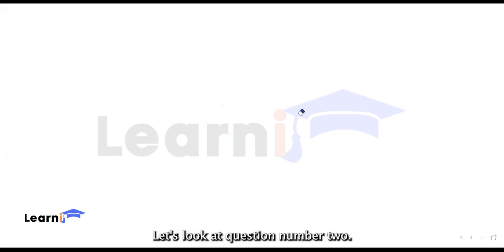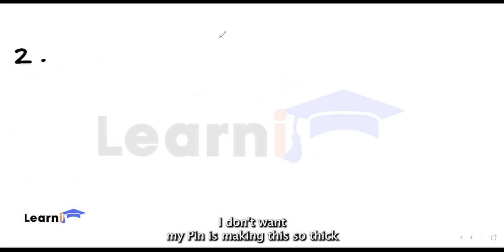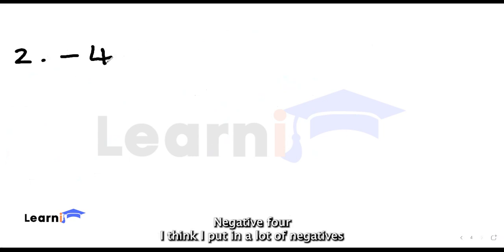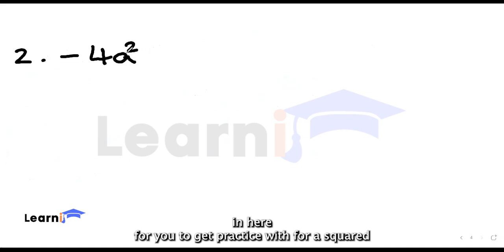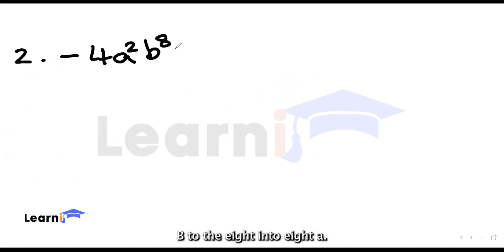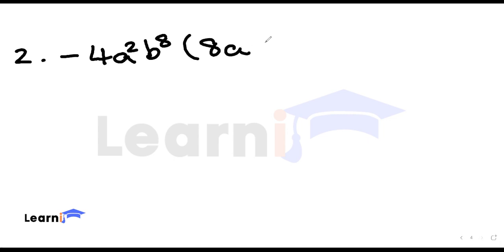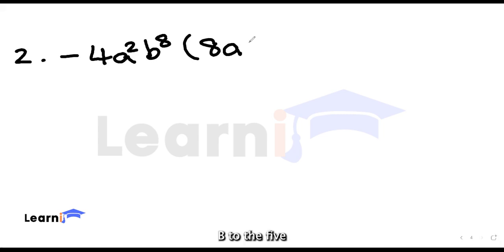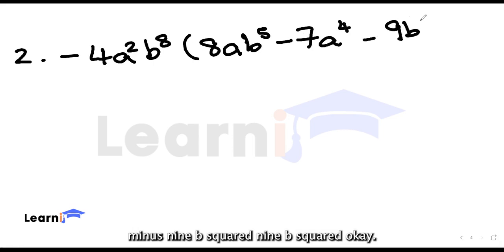Let's look at question number 2. Okay, so here we have, I don't know why my pen is making this so thick, but we're going to have to just deal with this today. Negative 4. I think I put in a lot of negatives in here for you to get practice with. Negative 4a squared b to the 8 into 8a. Okay, let's write that again because that doesn't look very neat. Negative 4a squared b to the 8 into 8a b to the 5 minus 7a to the 4 minus 9b squared.